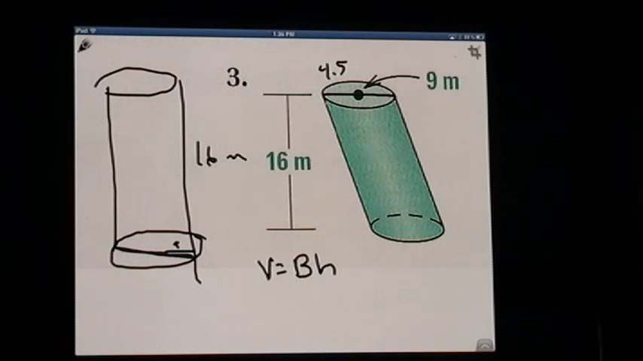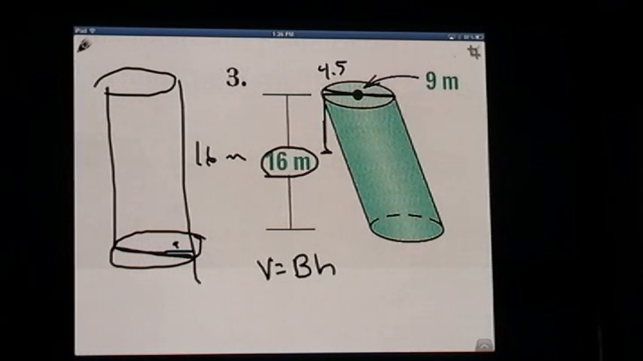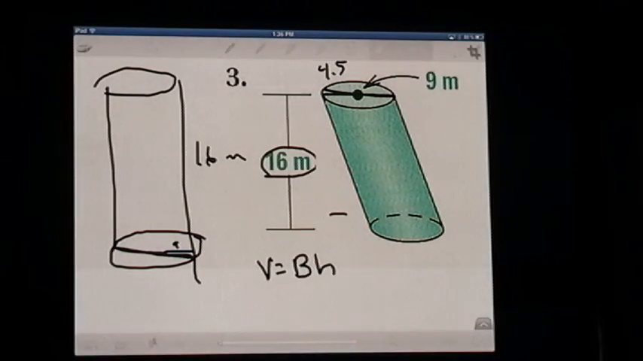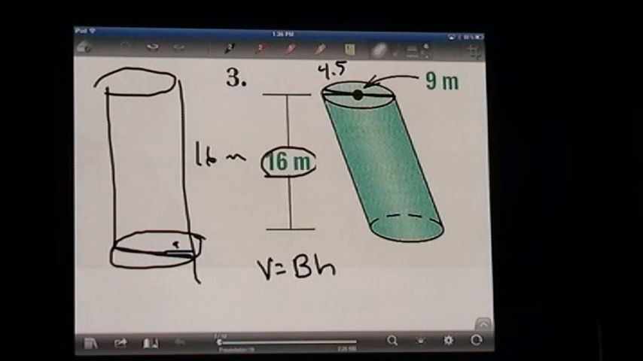It doesn't look drawn to scale because this is 16 meters, and if this is 9 and that's 16, 9's only going to come to about right there. So 9 and 9 is 18. Anyway, don't worry about that part because they don't have to draw it to scale. We've talked about that before. A lot of times they make it deceiving for you.